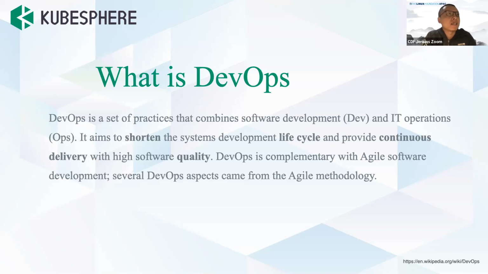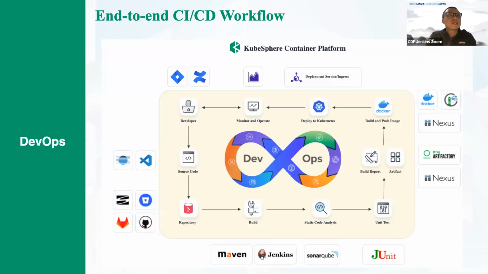As you can see, the key point of DevOps is to shorten the life cycle. With the process, of course, we need continuous delivery, and we also care about the quality of the software. So these are several key points of DevOps. This is a screenshot of KubeSphere DevOps. What does it look like?